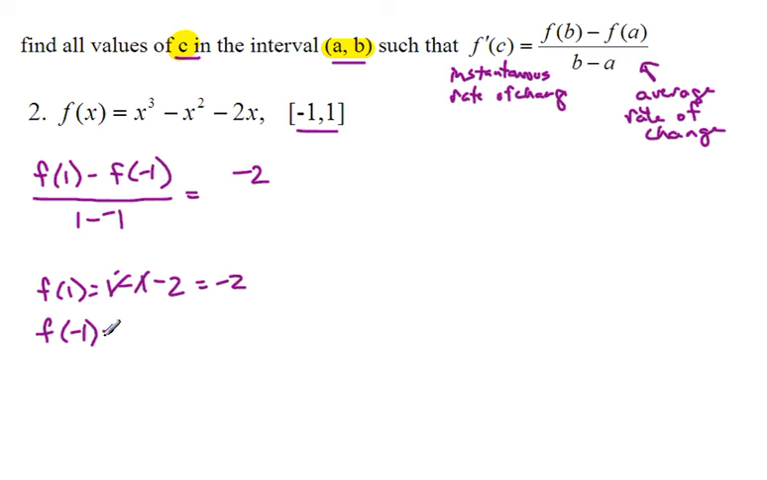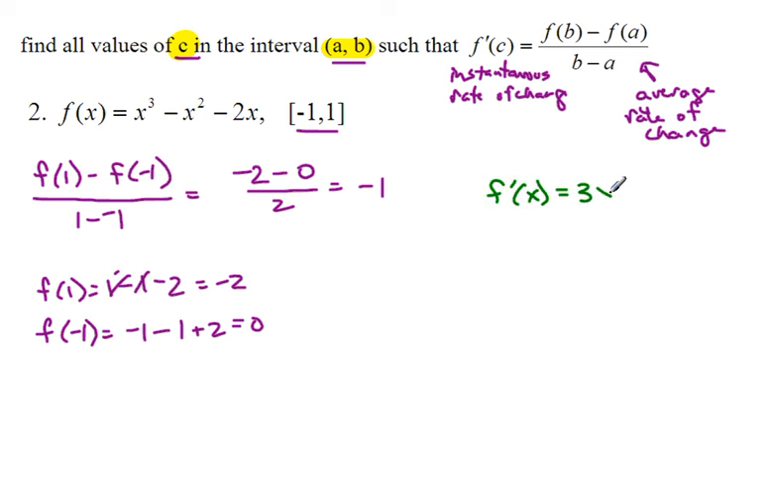F of negative 1: negative 1 cubed is negative 1, minus negative 1 squared, which is 1. Let's see, minus 2 times negative 1 is going to be a plus 2, and I see that's going to be 0. So minus 0 over 2, and I get negative 1. The next step I'm going to do is find the derivative, because I want to figure out when that instantaneous rate of change equals the average rate of change. So f prime of x, using my original function, is simply 3x squared minus 2x minus 2. I want to know when that's going to equal this number, negative 1.